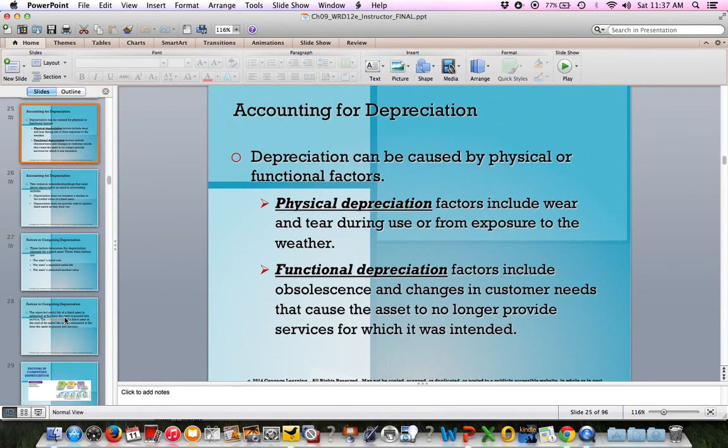Depreciation itself can be caused by physical wear and tear, or functional depreciation, which is more obsolescence. Basically, maybe new technology comes along, making one asset obsolete, or customer needs change. They don't need this, we don't need the asset anymore, whatever it is.